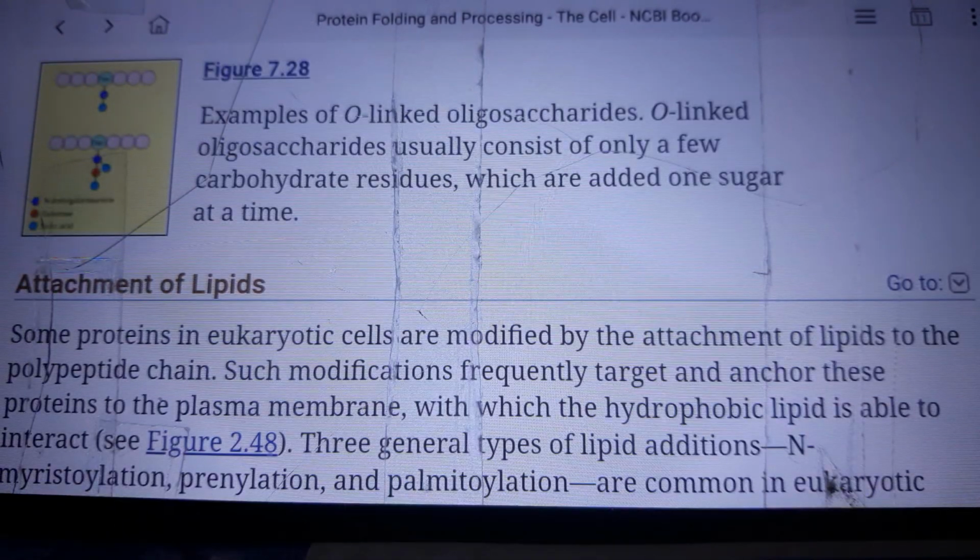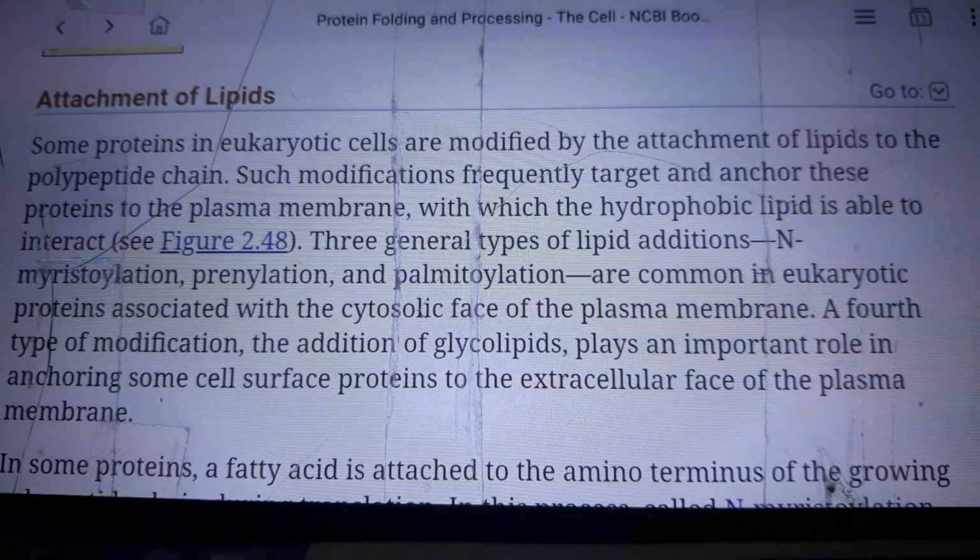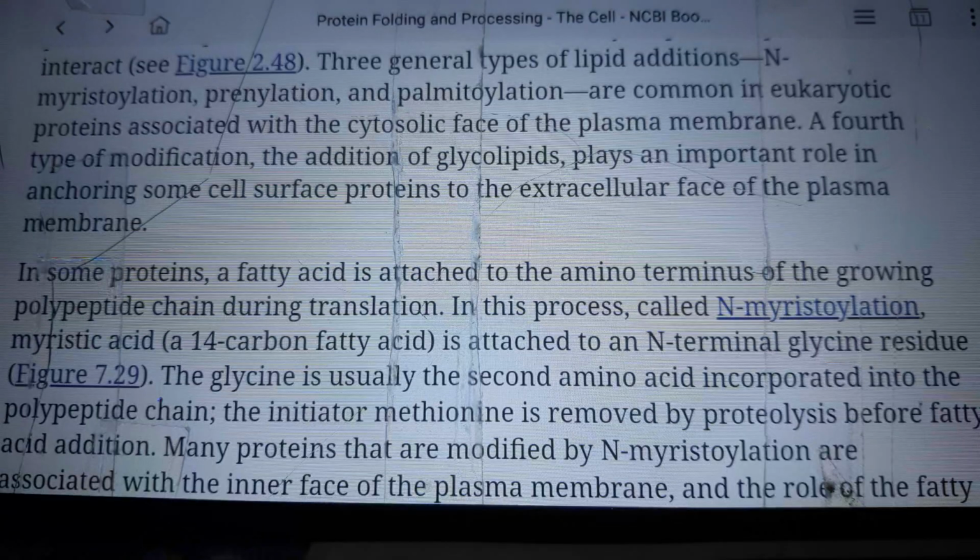In figure 7.28, we have the examples of O-linked oligosaccharides. O-linked oligosaccharides usually consist of only a few carbohydrate residues, which are added one sugar at a time. Attachment of lipids. Some proteins in eukaryotic cells are modified by the attachment of lipids to the polypeptide chain. Such modifications frequently target and anchor these proteins to the plasma membrane, with which the hydrophobic lipid is able to interact. These general types of lipid additions, N-myristylation, prenylation, and palmitylation, are common in eukaryotic proteins associated with the cytosolic phase of the plasma membrane.